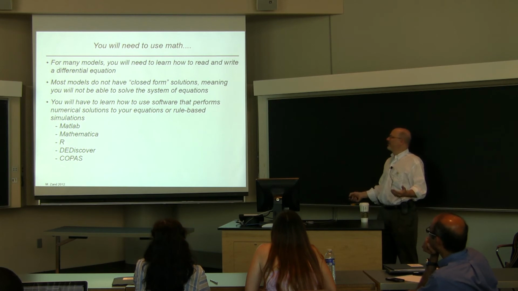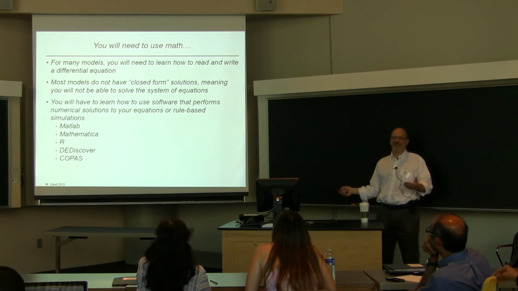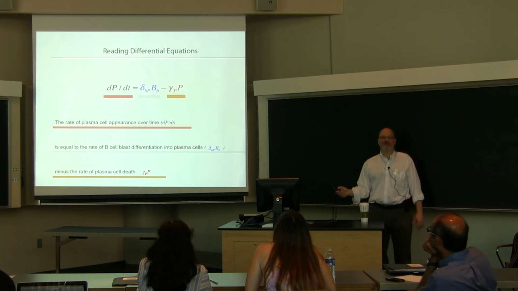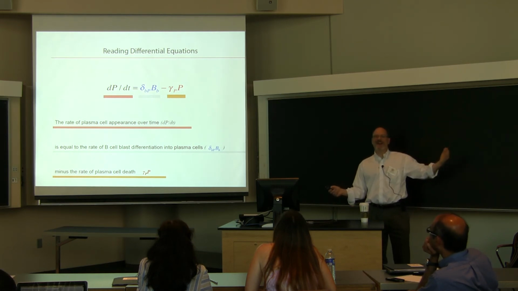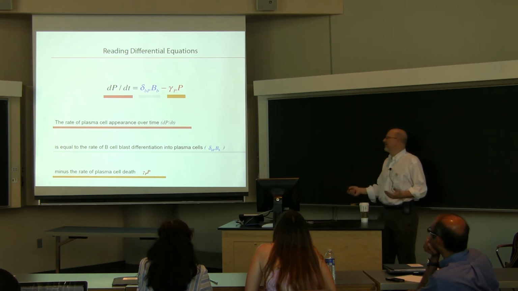Okay? The types of software, there are lots of software packages out there, and this is by no means an exhaustive list for doing this. Reading a differential equation: the change in the number of plasma cells over time is equal to the rate of B-cell blast differentiation minus the death rate of plasma cells. You can write these things. You'll learn how to do this in the course here. This is not that hard, but it does take a little bit of practice.